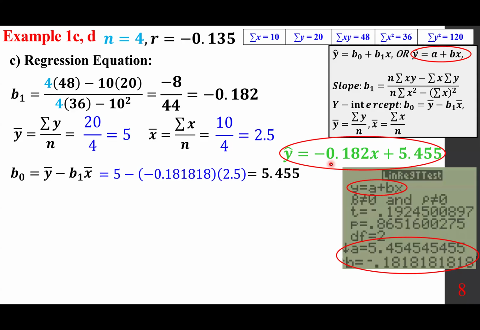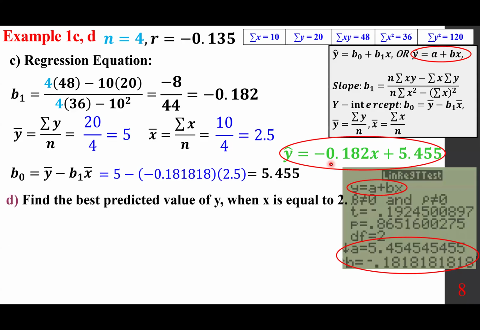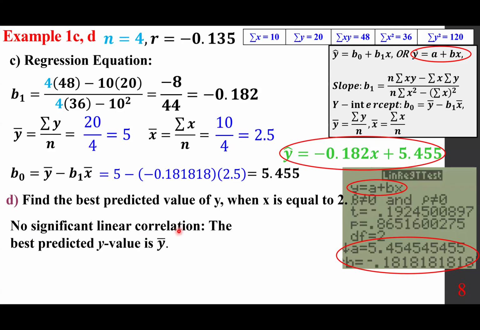So find the best predicted value of y when x is equal to 2. There are two things. Either they have a correlation or they don't have a correlation. If we didn't find any correlation, then we use the y bar. If there is a correlation, we plug in. So no significant linear correlation. The best predicted y value is y bar. If you recall, r is negative 0.135. Therefore, y bar, which was 5, is the answer.